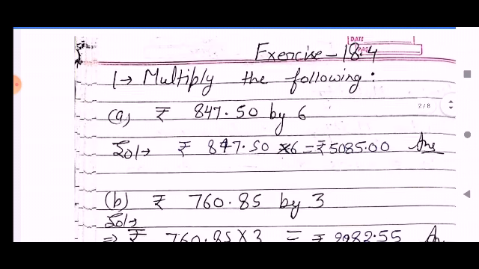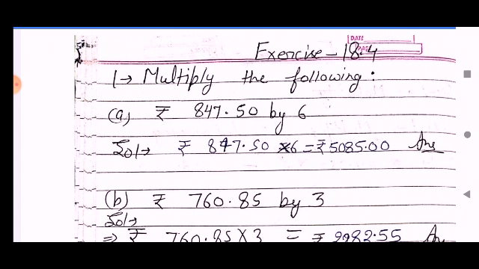So, the first question is we have to multiply rupees 847.50 by 6. Okay, when we multiply 847.50 into 6, the answer we will get is 5085. We will get the answer as rupees 5085.